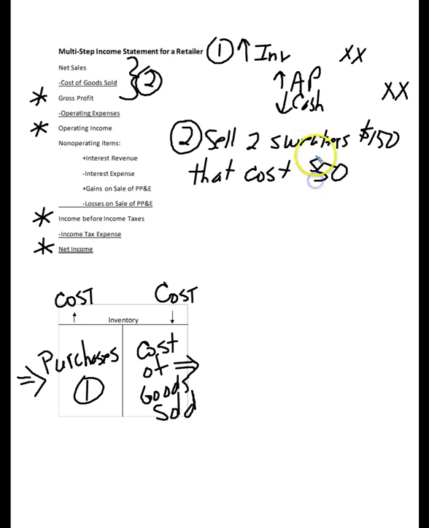Oh, didn't get that dollar sign in there. Okay, so we sell 2 sweaters for $150, and those cost us $50. Dollar sign looks kind of weird. Okay, well, it's really two transactions.